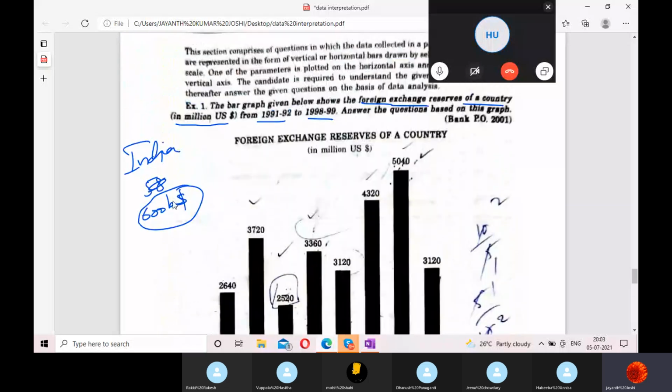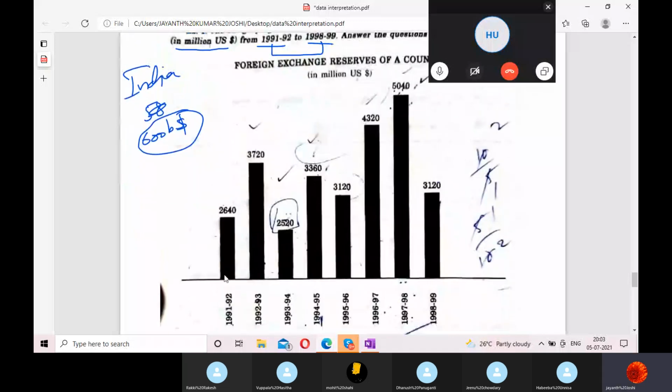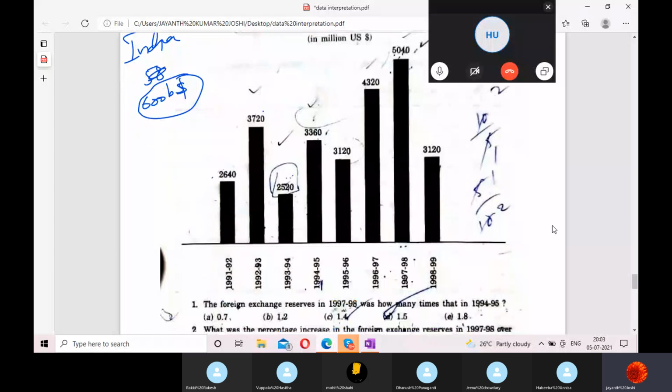So let us see. The bar graph given below shows the foreign exchange reserves of a country, maybe United States or any other country, in US dollars from 1991-92 to 1998-99. You should answer the questions based upon the data. You can see 1992, the foreign exchange reserves are 2,640, 1992-93 it is 3,720, 1993-94, 2,520, like that the data is given.